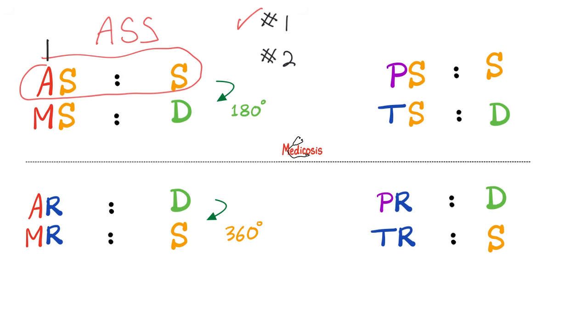And then the aortic is equivalent to the pulmonic. So if aortic stenosis is systolic, pulmonic stenosis is also systolic. If mitral stenosis is diastolic, then tricuspid stenosis is diastolic, because the mitral valve is equivalent to the tricuspid valve. Aortic regurge is diastolic, so pulmonic regurge is also diastolic. Mitral regurge is systolic, so tricuspid regurge is also systolic.